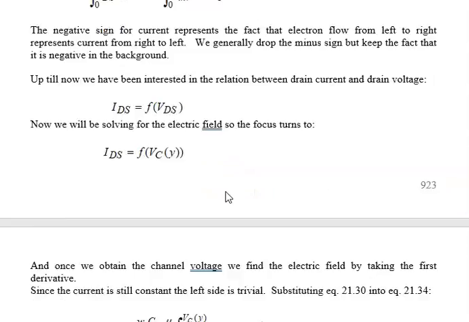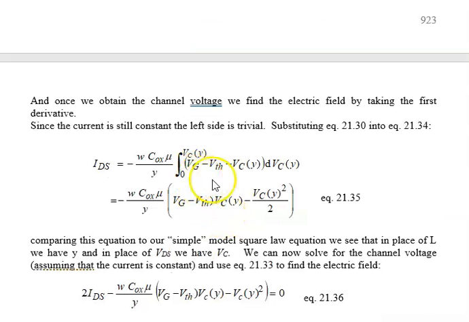Let's see. Okay, here it is. Sorry about that. This is a constant, which is why we have VCY. And this is integrating the variable, which gives us the variable squared divided by 2. So equation 2135 is a simple application of relatively straightforward integration.